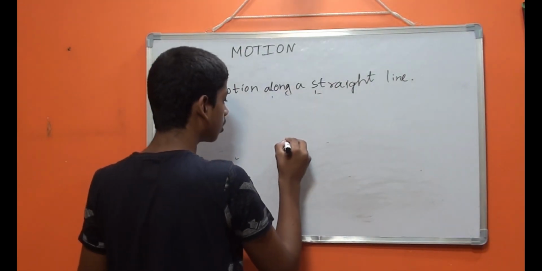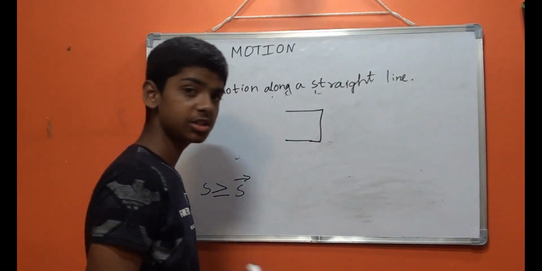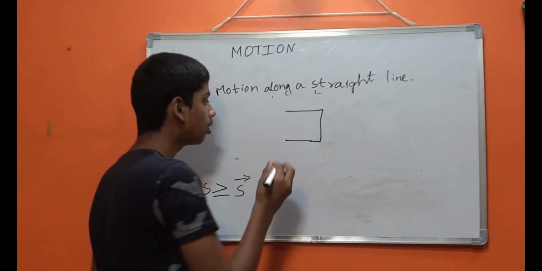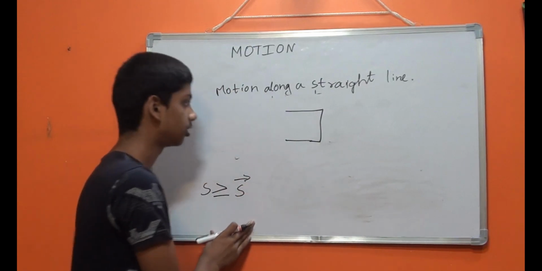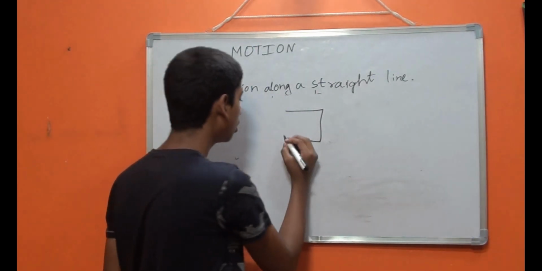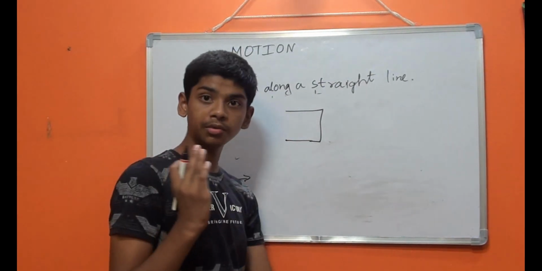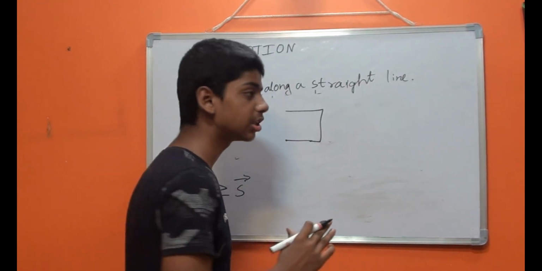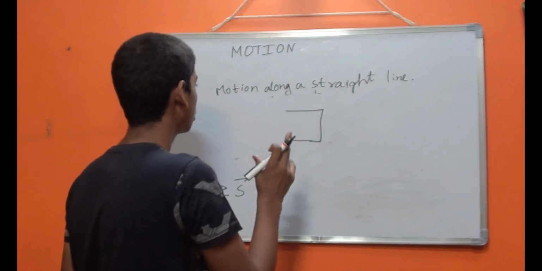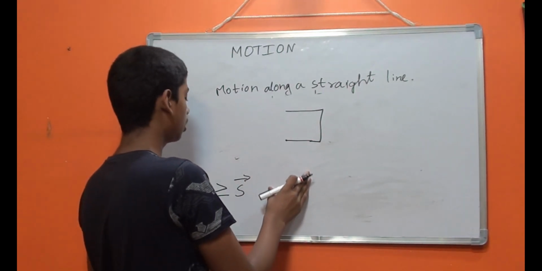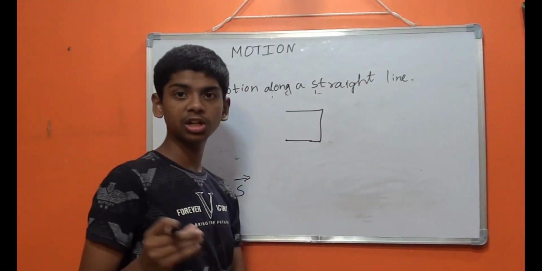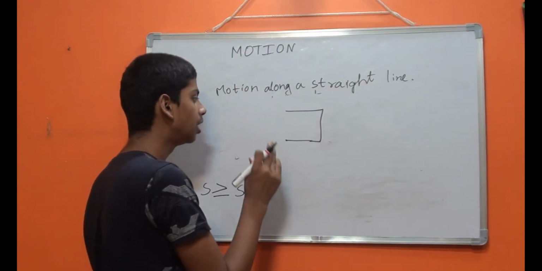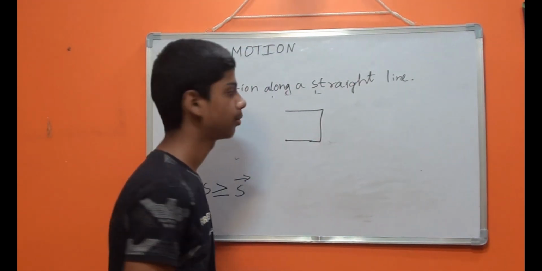Here is a track, friends. Now what is displacement exactly? Displacement means the distance between the initial point and the final point. Displacement can also be termed as the shortest distance from the initial point to the final point.